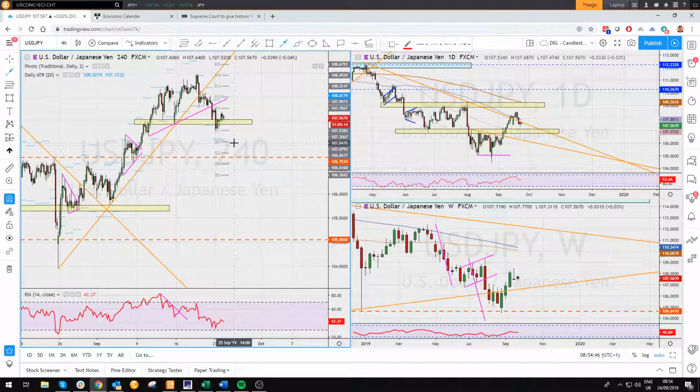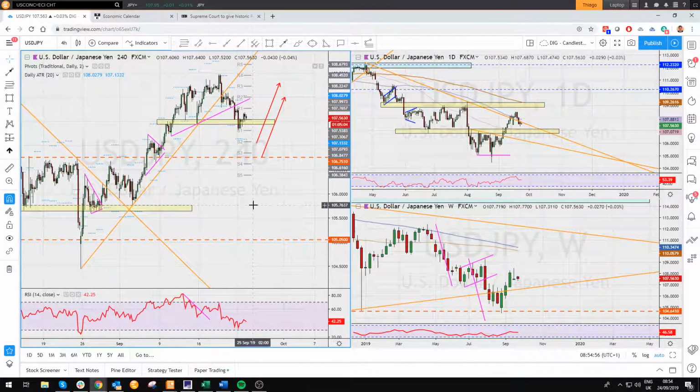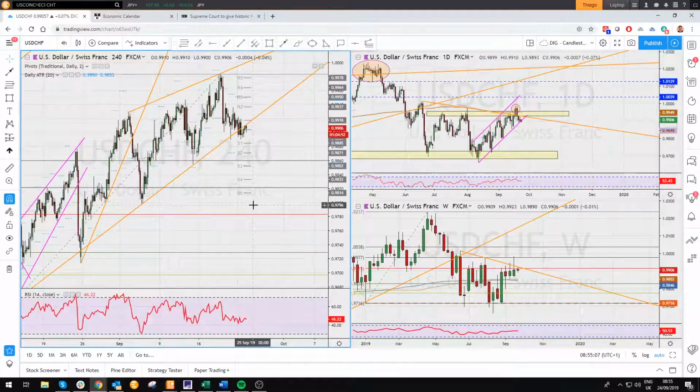But right now, where we are, I don't think it's a good place to do that. So keep an eye on 107 and 106.75 to do some business with. We are quite a long way from there, but I'm patient, and hopefully this market will give us that opportunity again. Dollar Swiss.